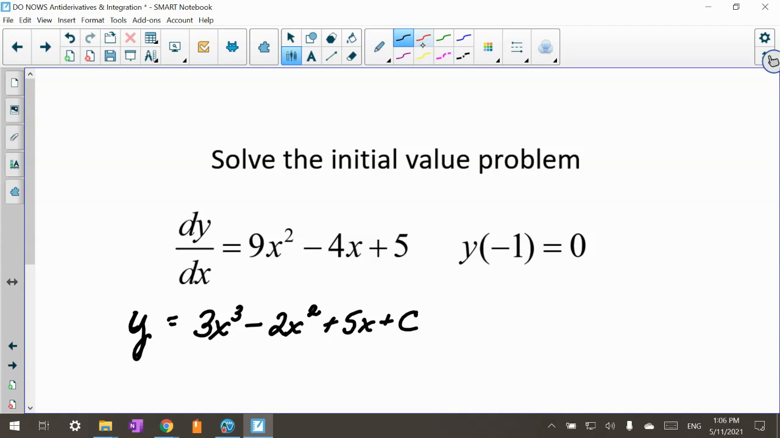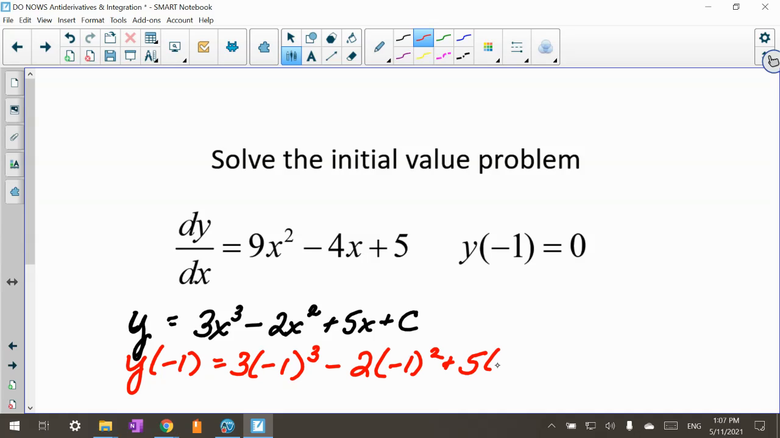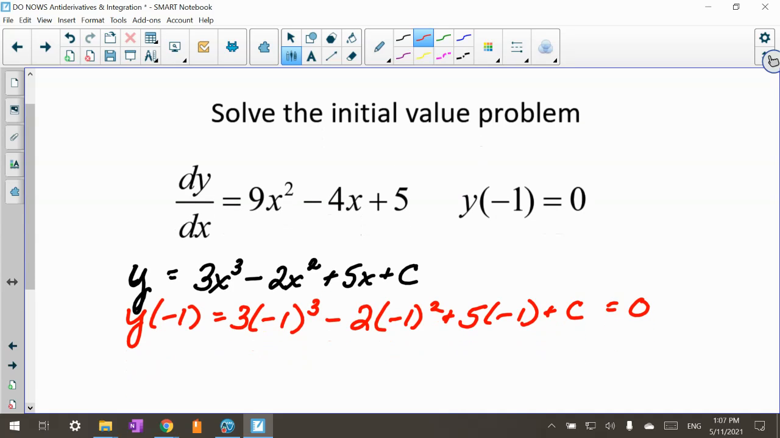Now this information right here actually helps us. So if I do y of negative 1 and I know it equals 0, then I can actually figure out what c is, which is really just a point on the original graph. So I'm plugging negative 1 wherever there's an x, putting it equal to 0. So when I do this right here, I get a negative 3, and this is a 1, so that's a negative 2 because that's positive 1 times a negative 2, minus 5 plus c equals 0.